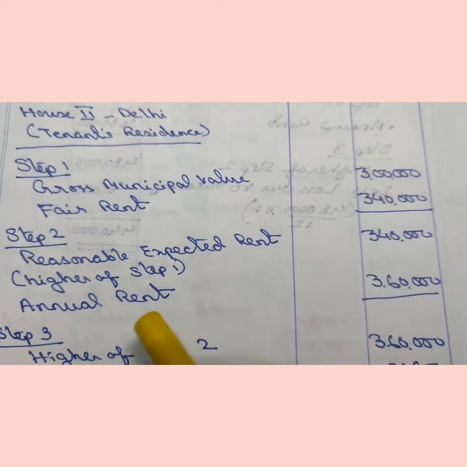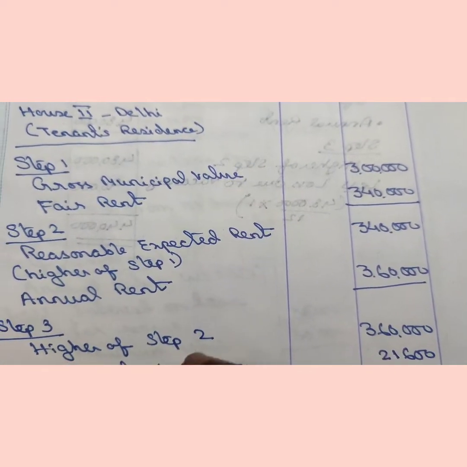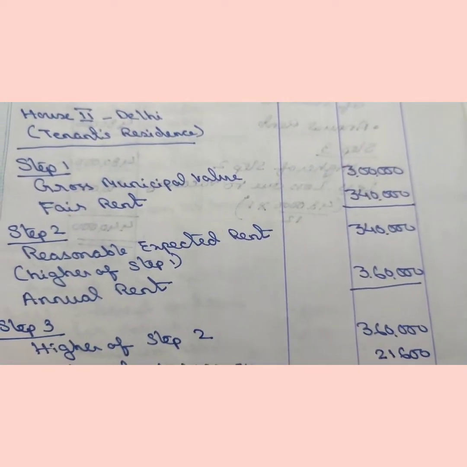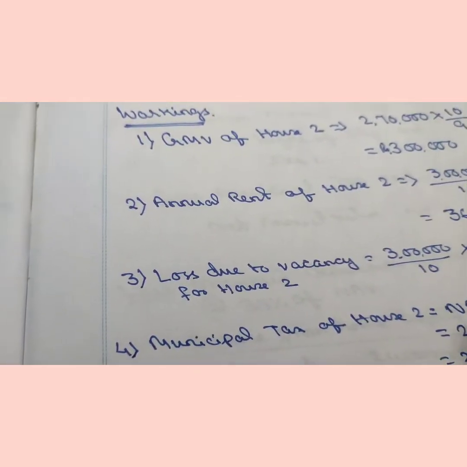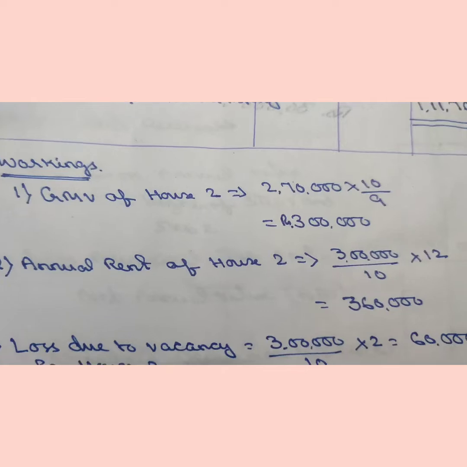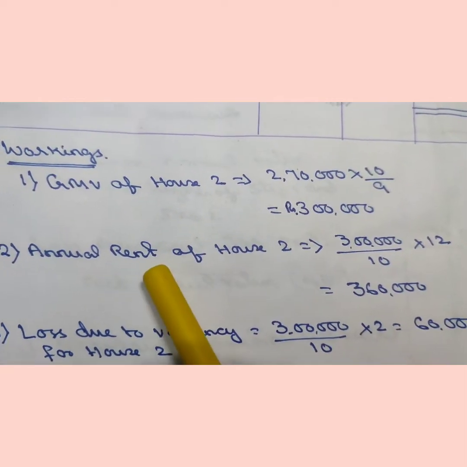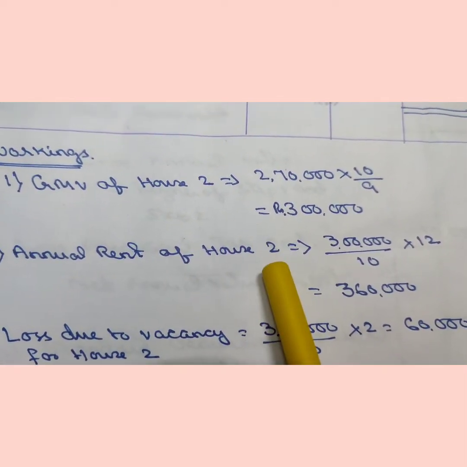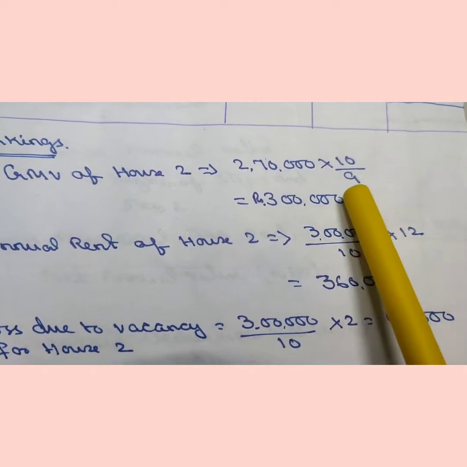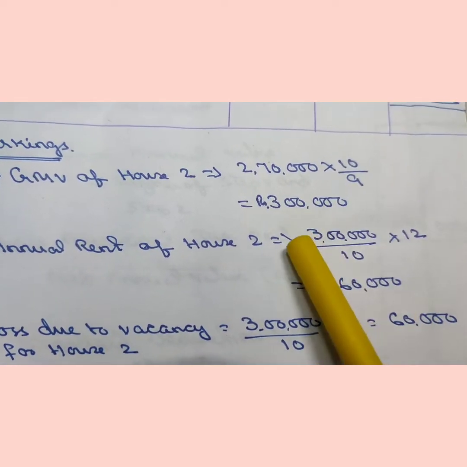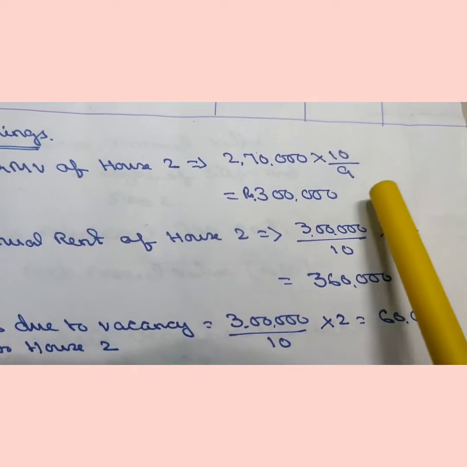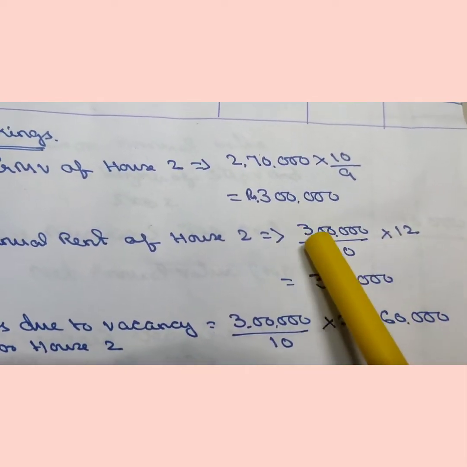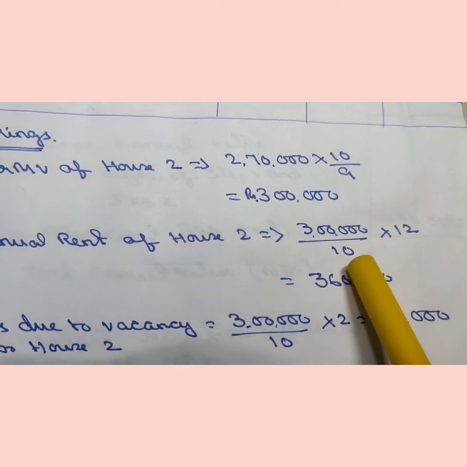This will be compared with the annual rent. Now, annual rent is not given. In the question, it is given as the actual amount of rent received, so you have to calculate this annual rent. That means 12 months rent of house 2. In the question, 3 lakhs is given as rent received, and there is a vacancy period of 2 months. That means this rent received is for 10 months.